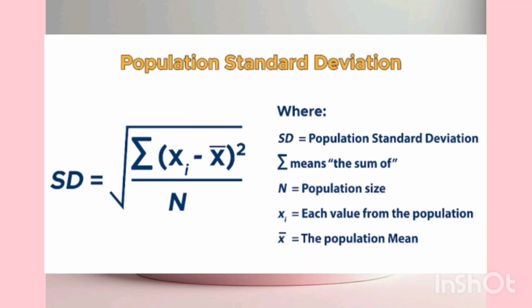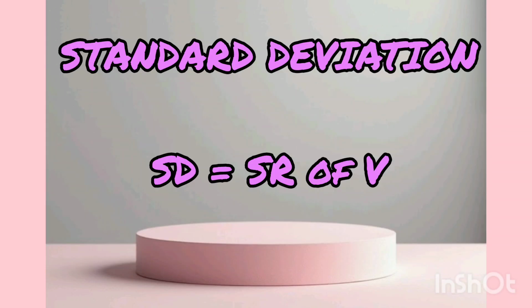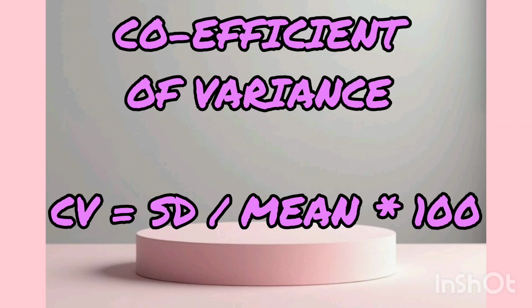Standard deviation is RMSD, that is the root mean square deviation. Another important formula is that standard deviation is the square root of variance. Now what is coefficient of variance? It is standard deviation by mean into 100.